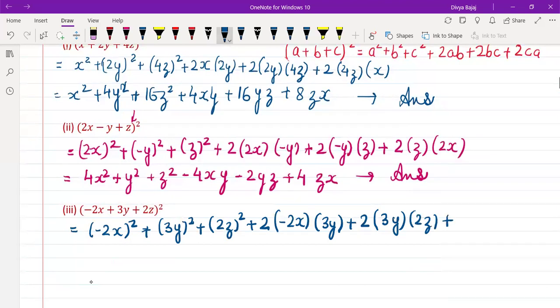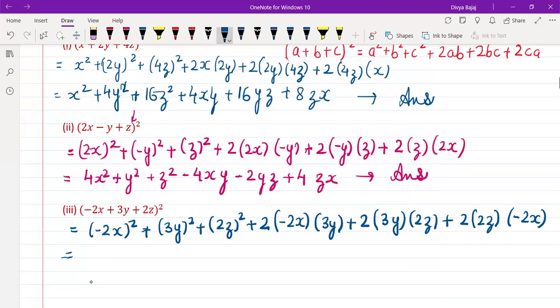Let's come to the last of the identity, 2CA. The identity should be clear in your mind and you should always take care that C means the last term, A means the first term, and B means the middle term. So 2CA. C means the last term, which is 2z. A is the negative, minus 2x. So let's solve it.